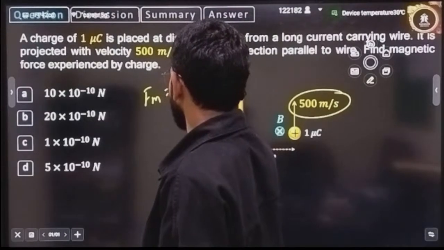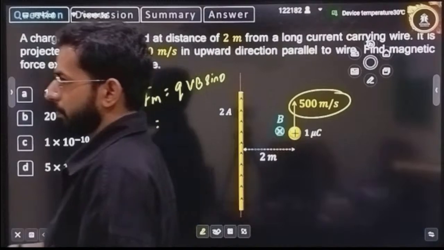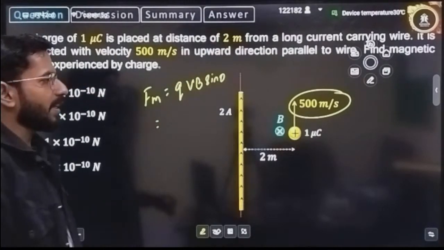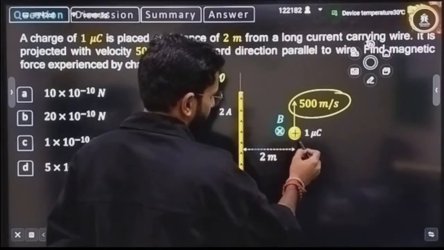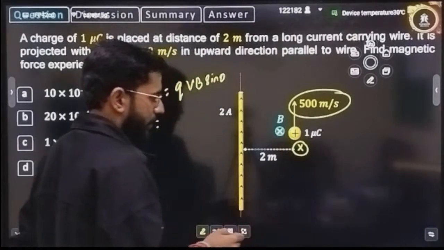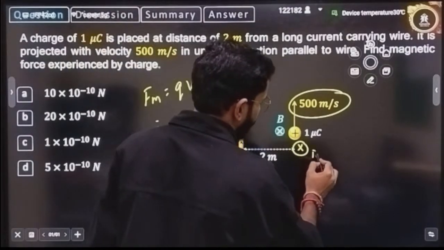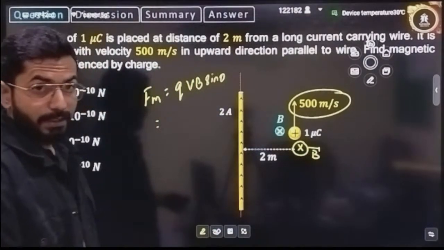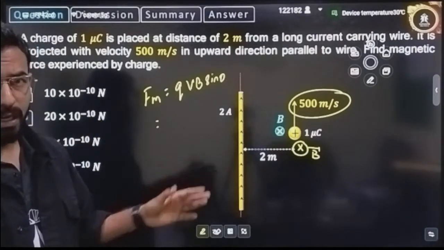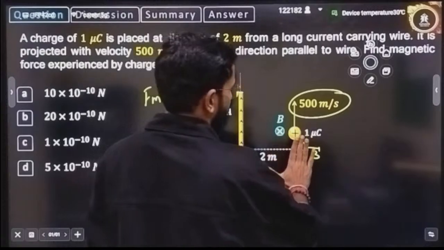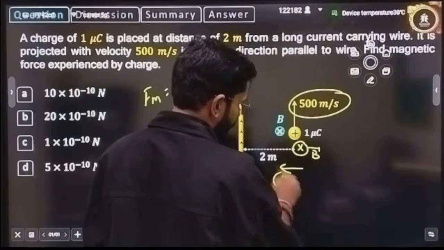Magnetic force is simply equal to Q V B sine of theta, or you can say Q V cross B. The direction is already given, but you know that due to a straight current carrying wire, the magnetic field will be inside the plane. How can you do it? I cross R, that means the direction of the magnetic field will be inside the board. The question is not asking about the direction of the magnetic force, but still, V cross B gives the direction, and it is a kind of attractive force that it will be experiencing.